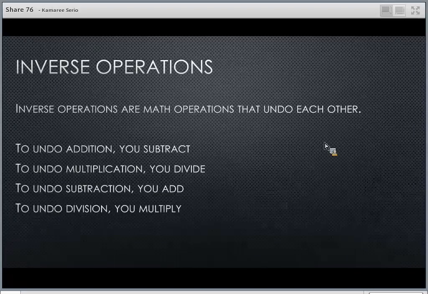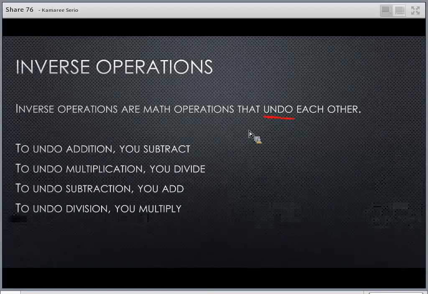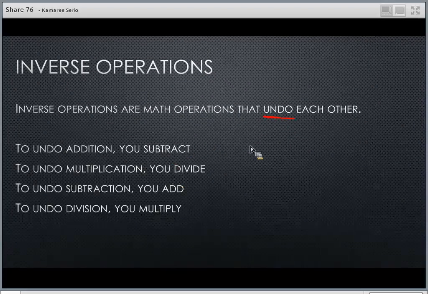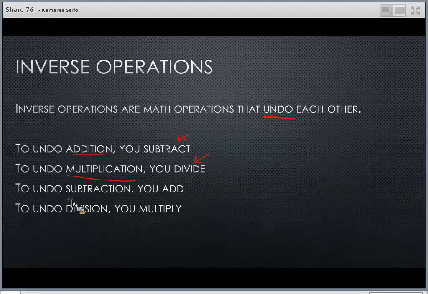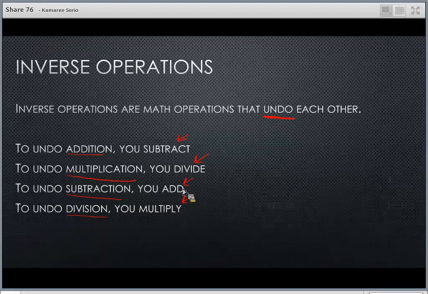Right, so first off, inverse operations, what are those? They are math operations that undo each other. So essentially the inverse operation is always the opposite, right? If you have addition, you would want to subtract. The opposite of addition is subtraction. If you have multiplication, you'd want to divide. The opposite of multiplying is dividing. If you are subtracting, you want to add, and if you are dividing, you want to multiply. So whenever you are solving equations, you always want to do the opposite.